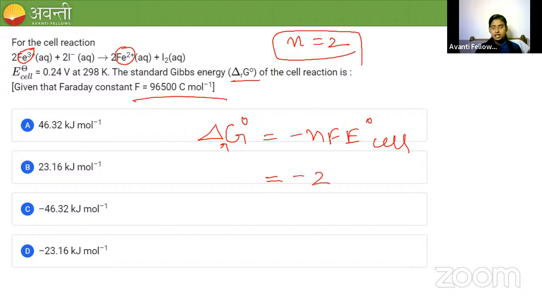Faraday's value here they have given in terms of coulomb per mole, and it is 96,500, into what is the E naught cell value? 0.24. So multiply everything. Multiply the value and give me the answer. Multiply everything and tell me which is the correct answer. We have all the options in terms of kilojoules. So here you will get the answer in terms of joules, and you have to convert that to kilojoules and get the value for delta G r. Okay. Has anyone got the answer?